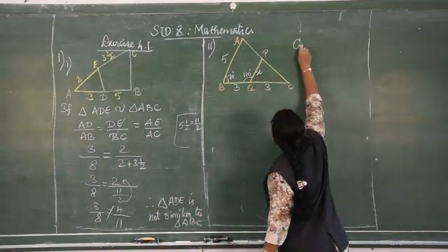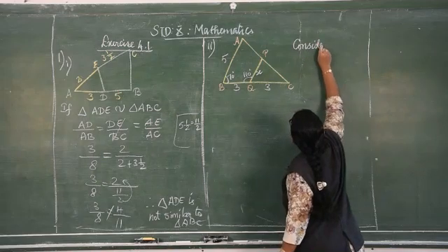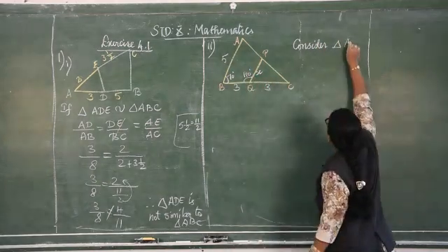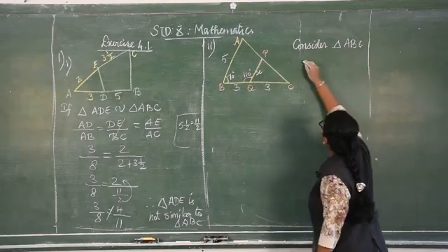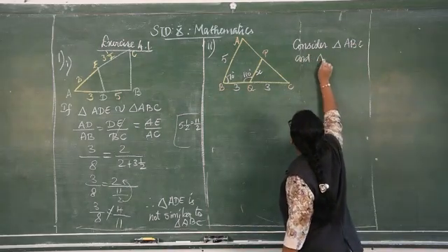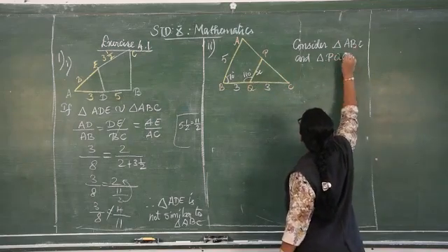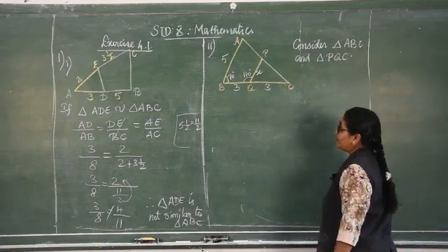Consider triangle ABC and triangle PQC. How can we say they are similar?